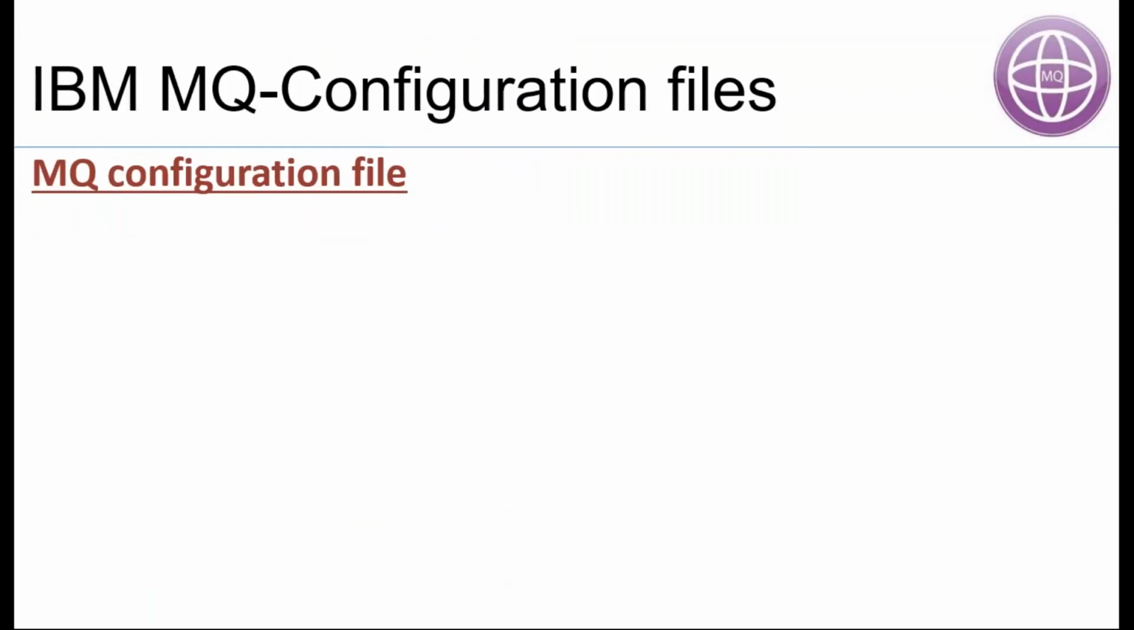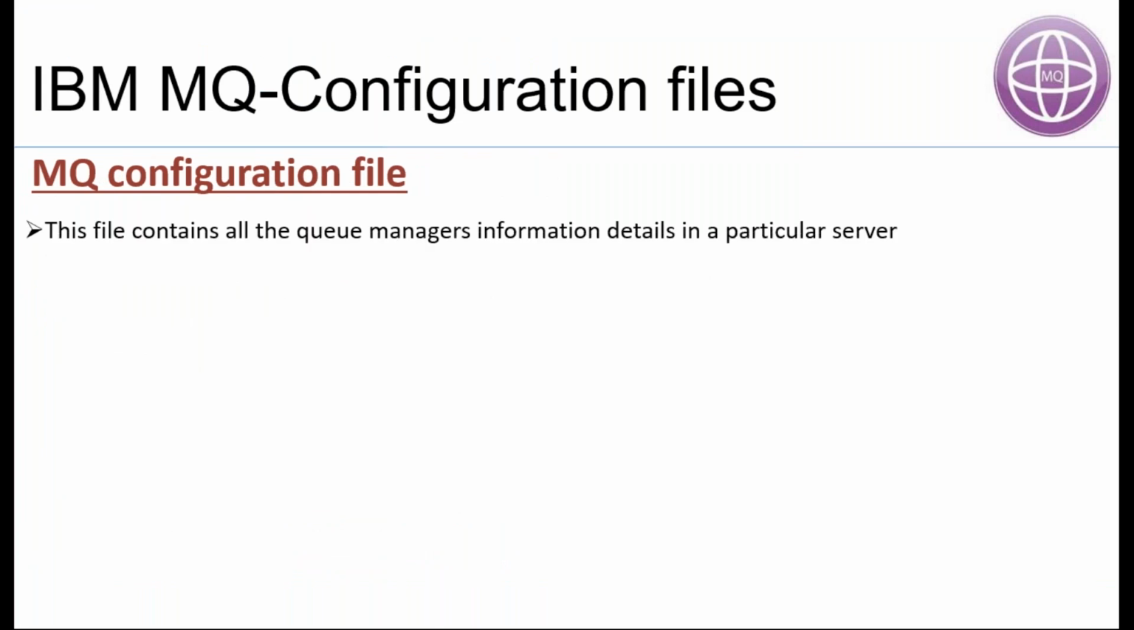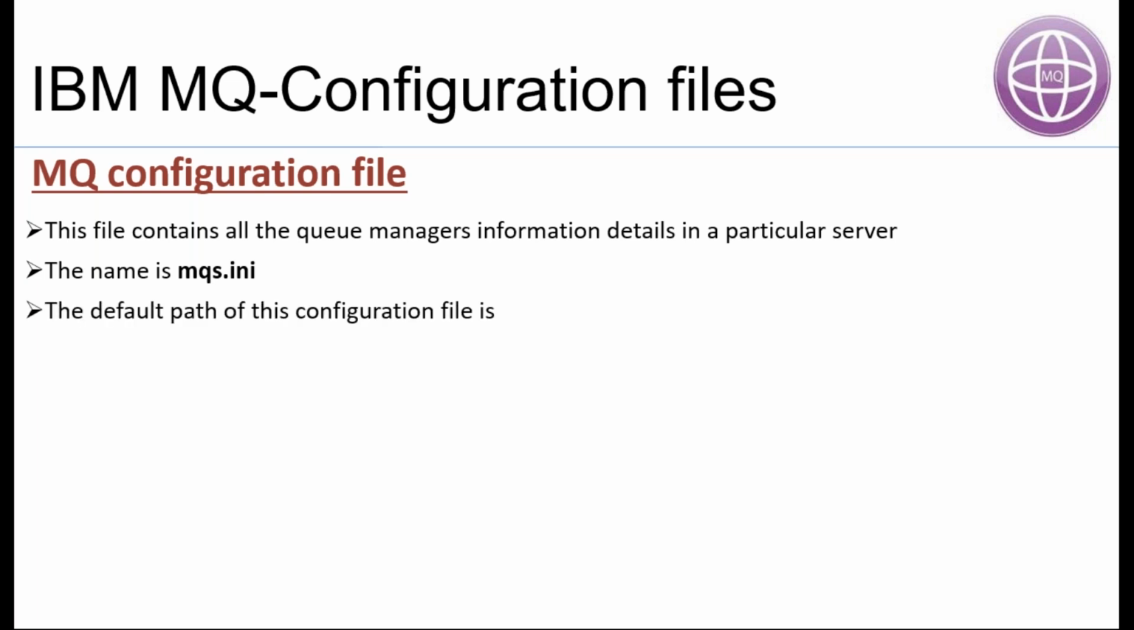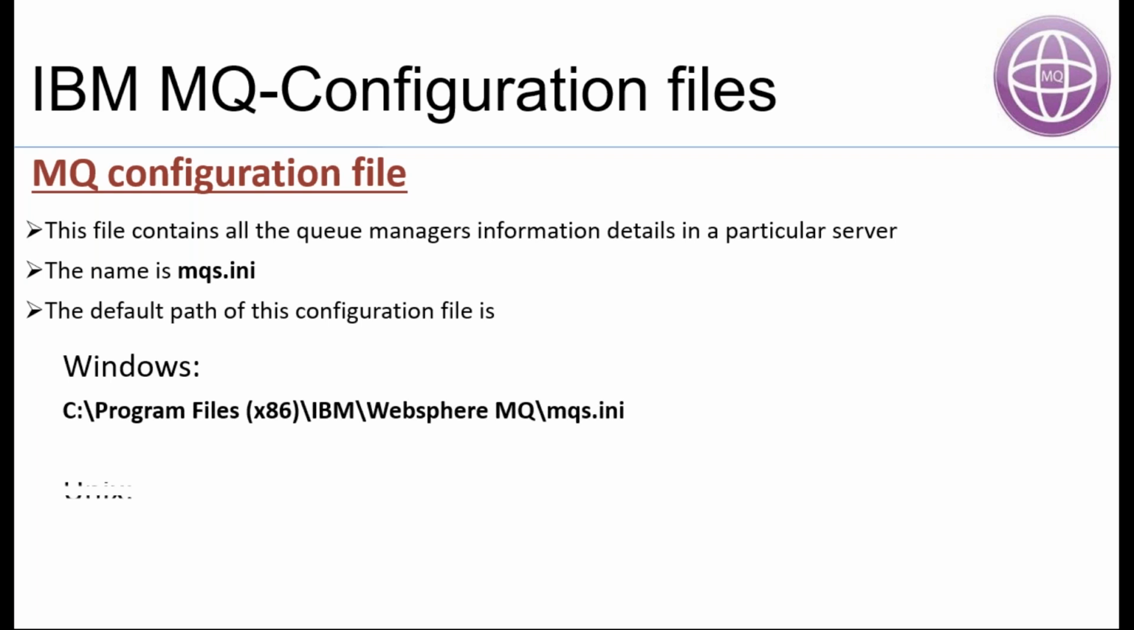Now let's talk about the MQ configuration file. This file contains all the queue managers' information details on a particular server. The name is mqs.ini. In any MQ server, if you see a file called mqs.ini, you have to understand that this is the entire MQ configuration file of this server. The path of this file in Unix is /var/mqm/mqs.ini. In the base working path directory, this file will be there.